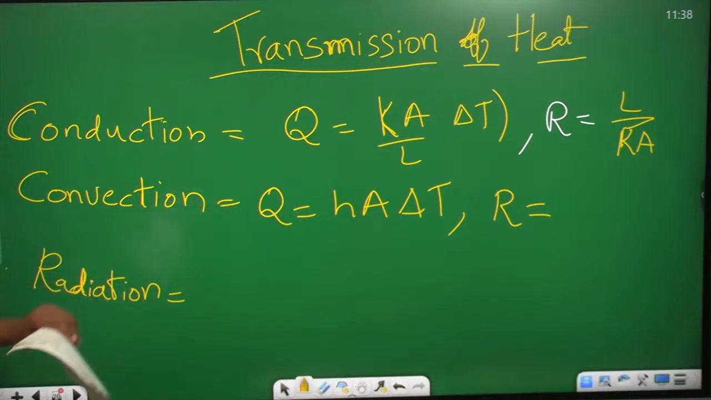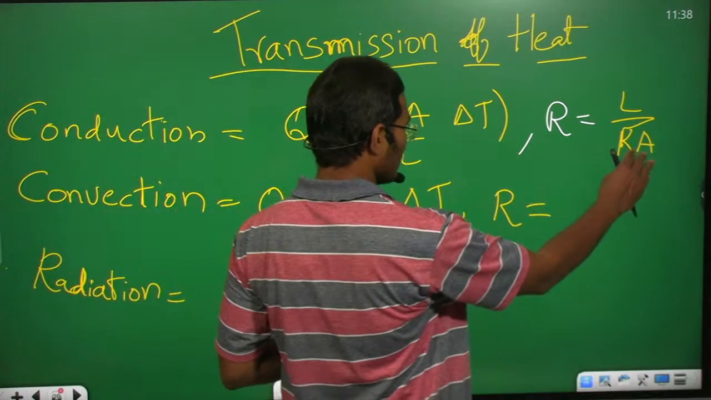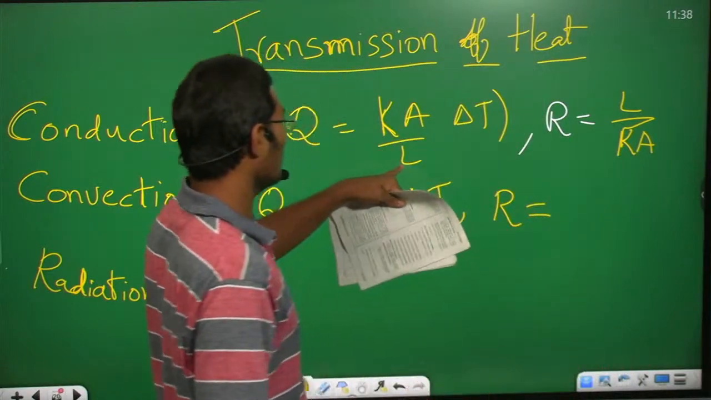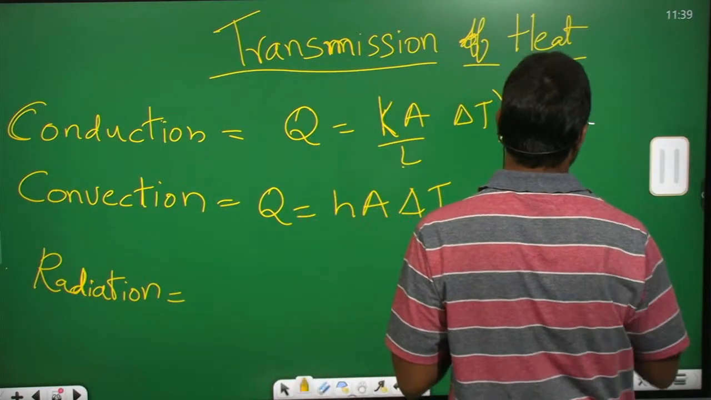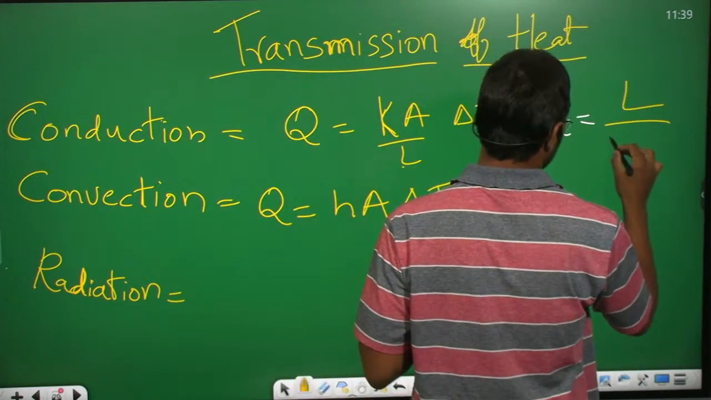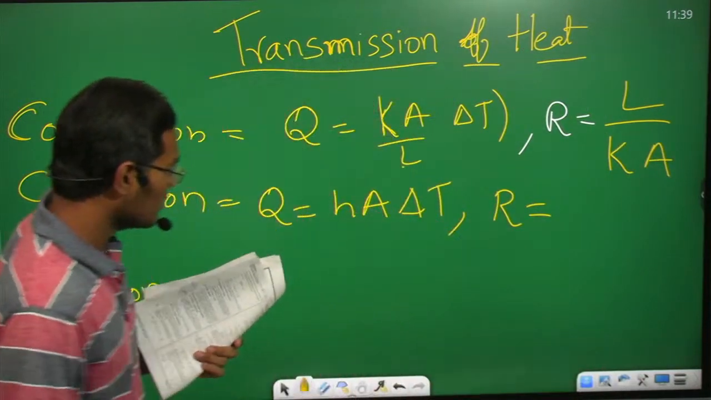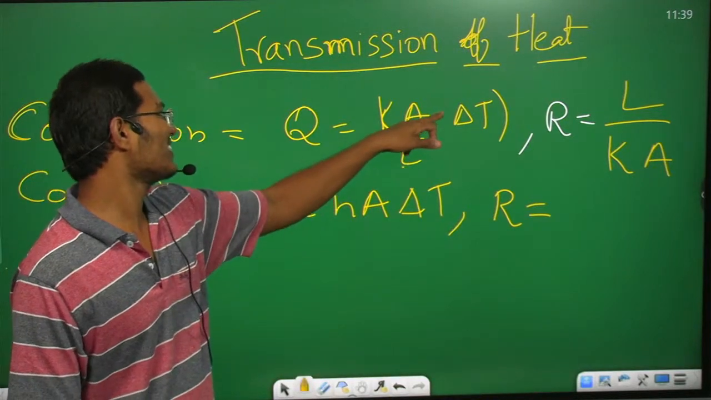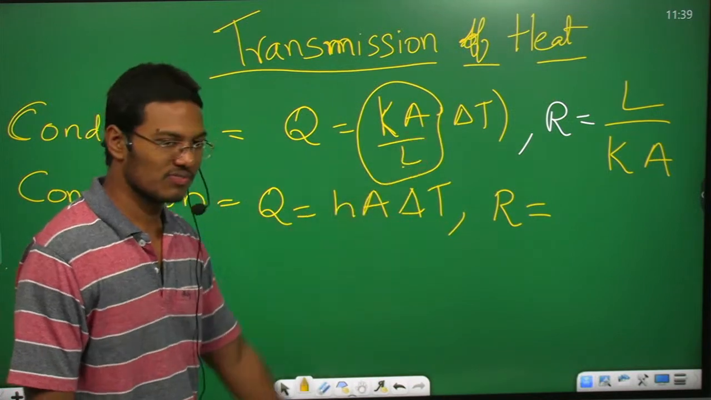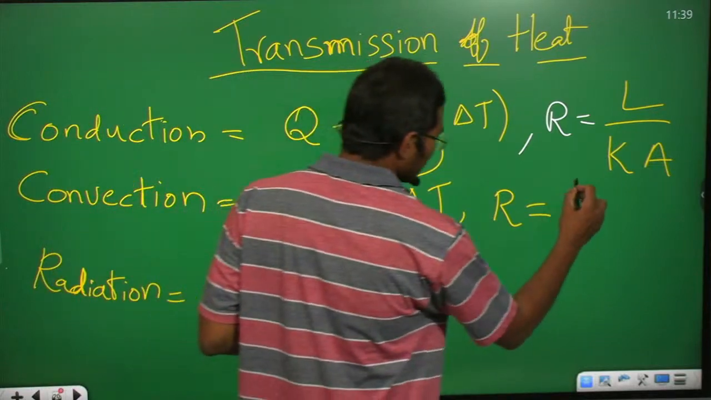So what is resistance? See, this is L by KA. See, you are not supposed to ask such questions. See, here we have, right? So what is R here? It is 1 by HA.